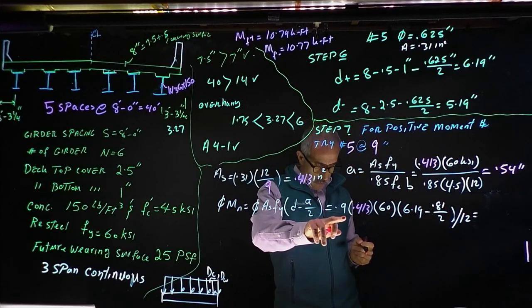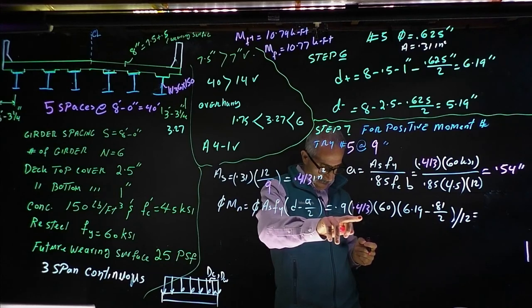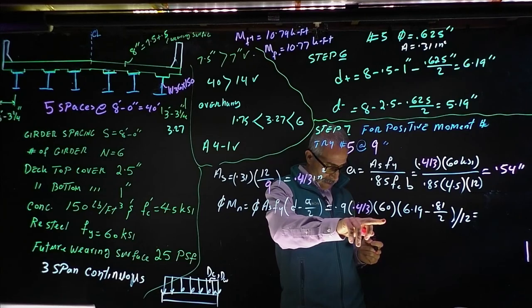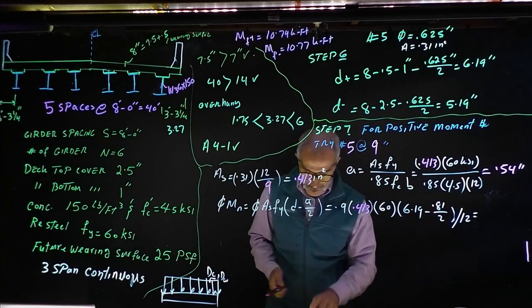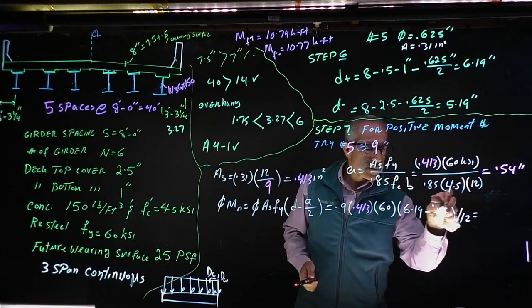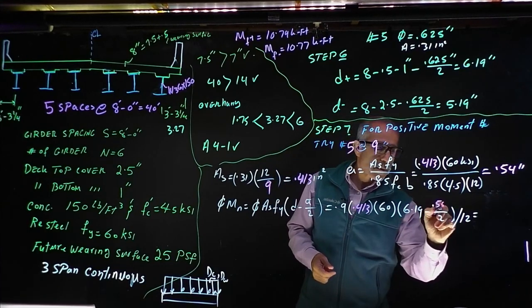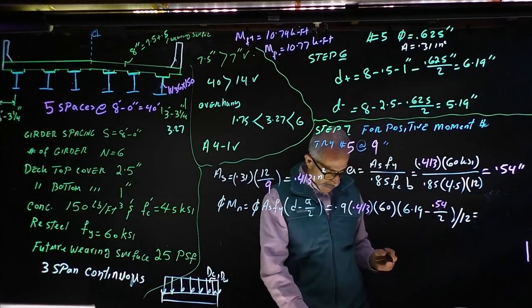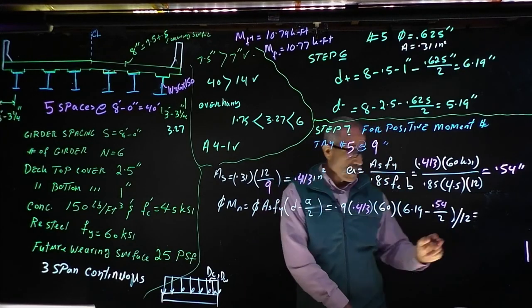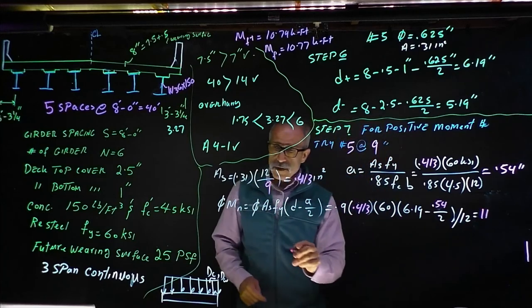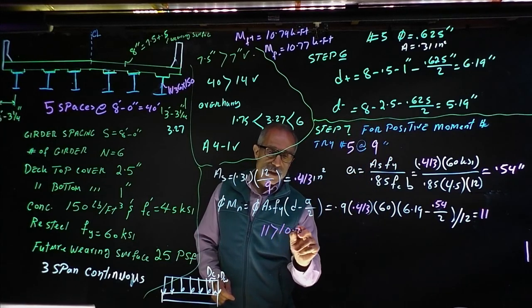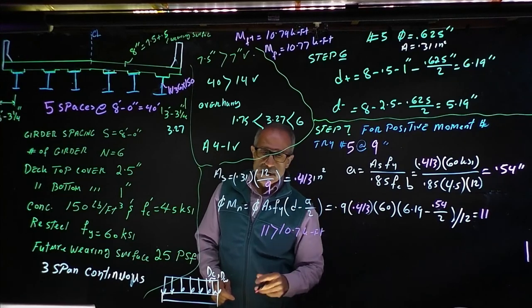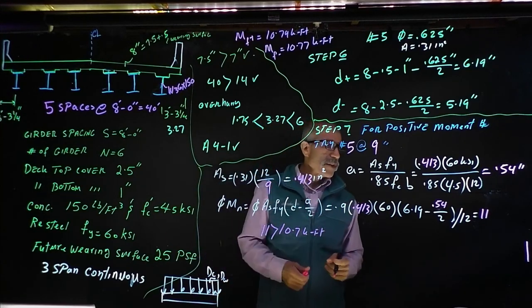So 0.146, 6.9 minus, that's going to be 0.54 divided by 2. And that's going to give me about 11, which 11 basically is bigger than 10 point, cutting it close. It's your call.